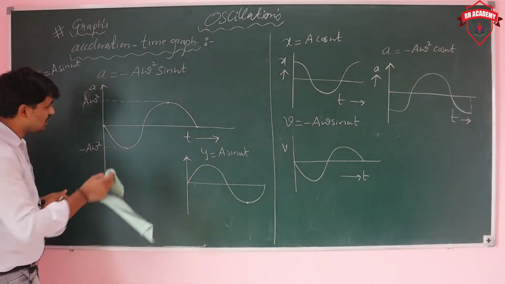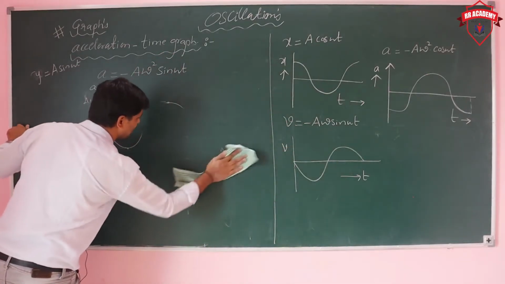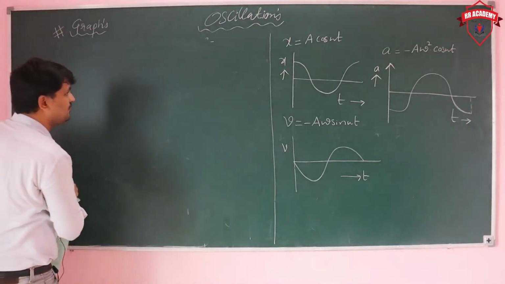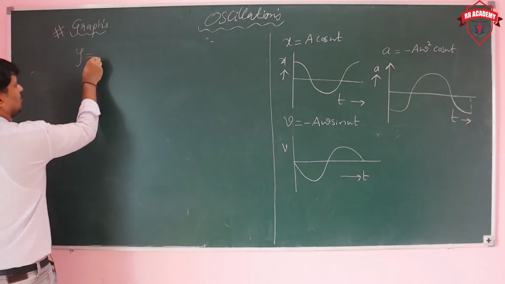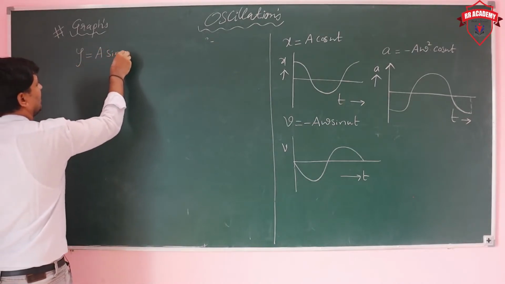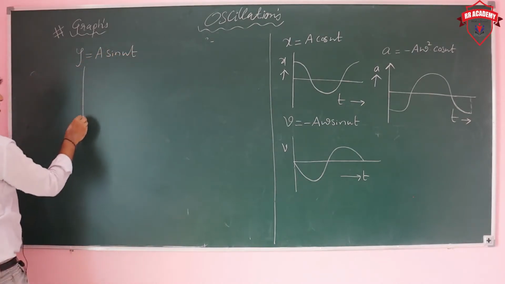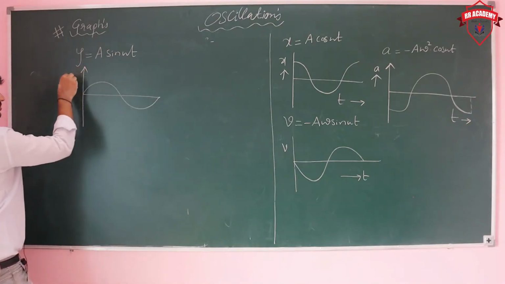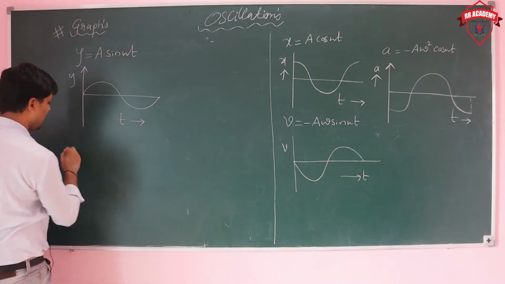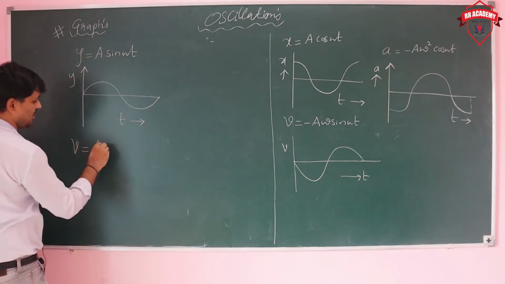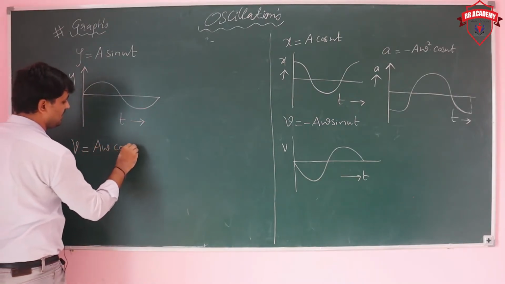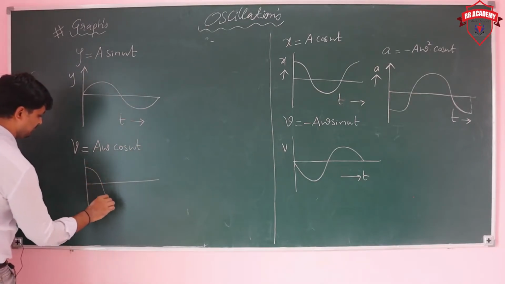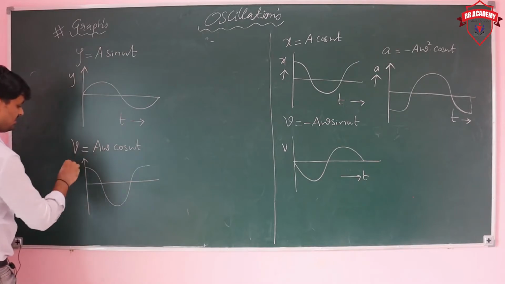You can try to draw the velocity graph here also. Displacement: y is equal to a sin omega t. This is the graph. Velocity: v is equal to a omega cos omega t. So this is the velocity time graph.